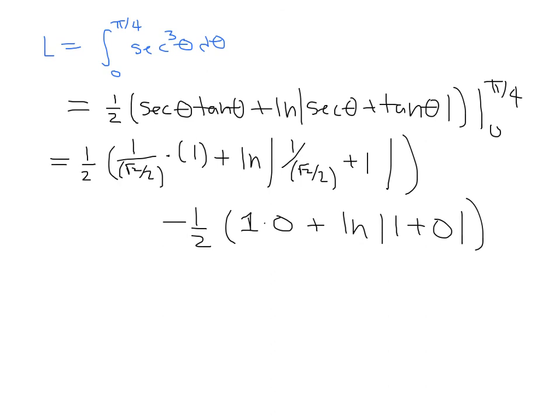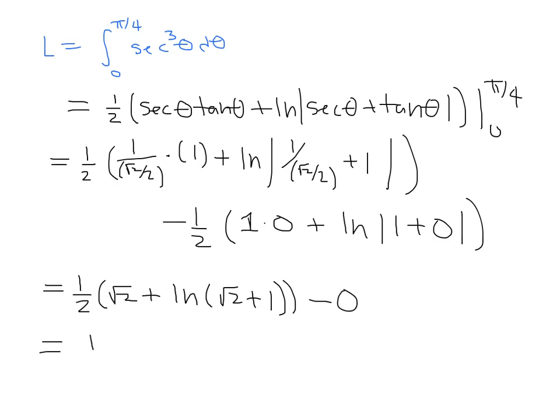Now, as we discussed earlier, 1 over root 2 over 2 is actually equal to root 2, so we have 1/2 times root 2 plus ln of the quantity root 2 plus 1, minus the second term, which is just 0. So the length of this curve is given by 1/2 times the quantity root 2 plus ln of root 2 plus 1.